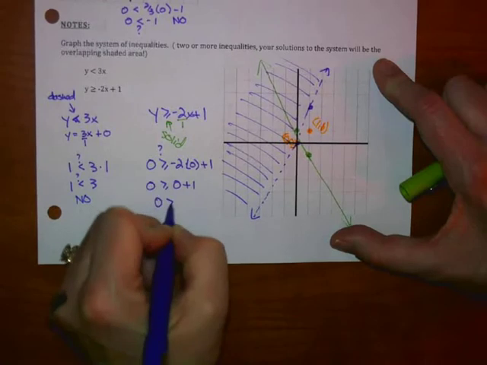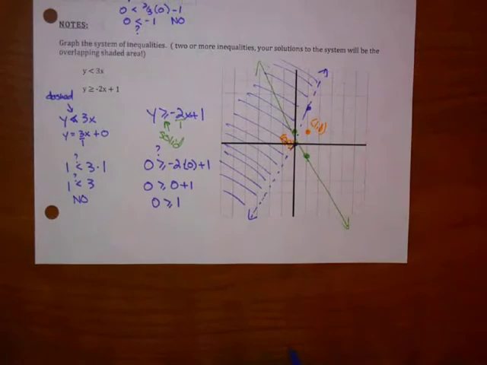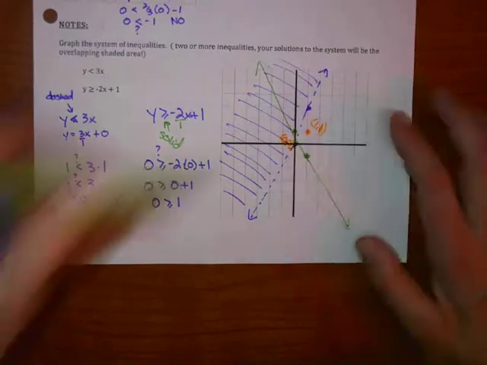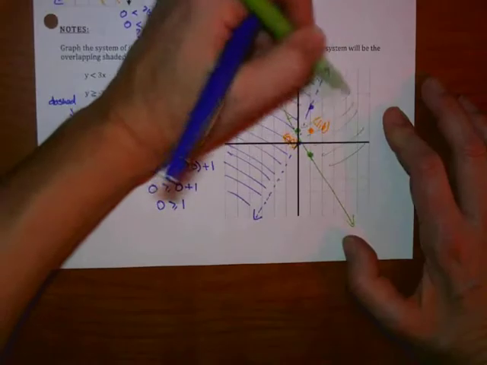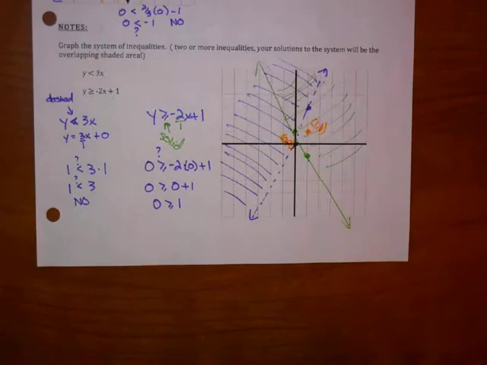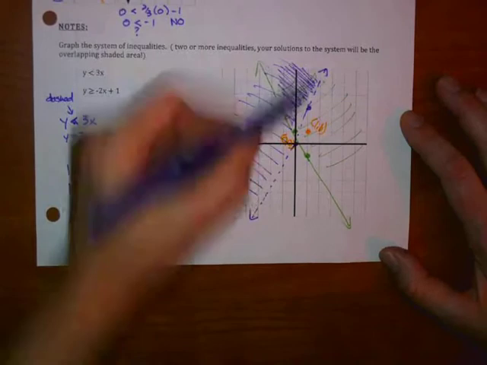Is 0 greater than or equal to 1? No, it is not. So that means I've got to shade above the line, where 0, 0 is not. So I'm going to do that for that inequality. And here I can see that this is my overlapping area. So I'm going to make that dark so it's easy to see.